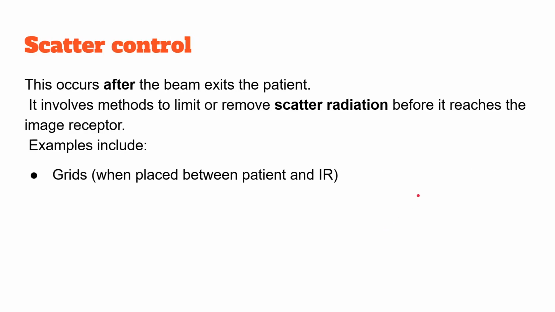Scatter control occurs after the beam exits the patient. It involves methods to limit or remove scatter radiation before it reaches the image receptor. This can be accomplished with grids.